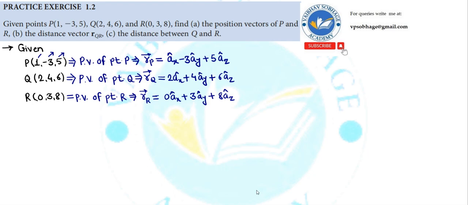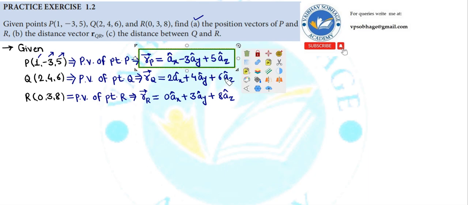Now we will move on to the very first part of the numerical, where we have to find the position vectors for point P and point R. I have written it over here, so there is no need to rewrite it again. That will save your time. The position vector for point P is what we have written over here. So the answer is: the position vector for point P is ax minus 3ay plus 5az.